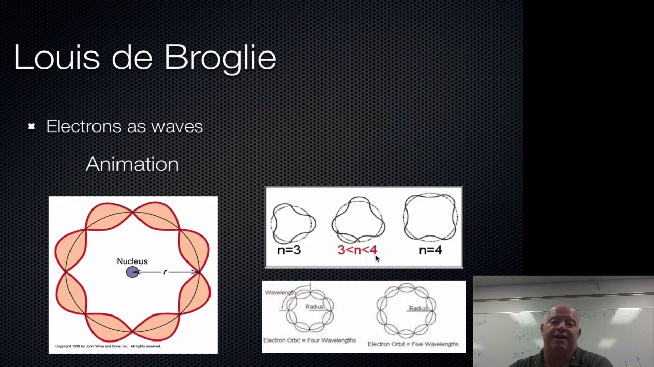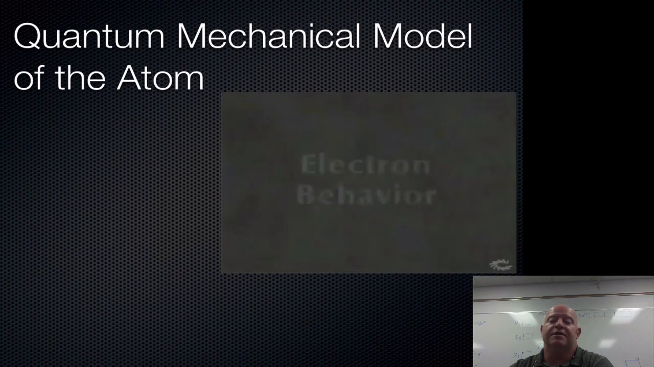That goes back to the planetary model saying that we have quantized energy. This idea of quantized energy matches up with the fact that electrons as waves can only have very specific positions around the nucleus. Okay? Now, that leads us into the quantum mechanical model itself and how that works. So that will be our next video. Thank you.